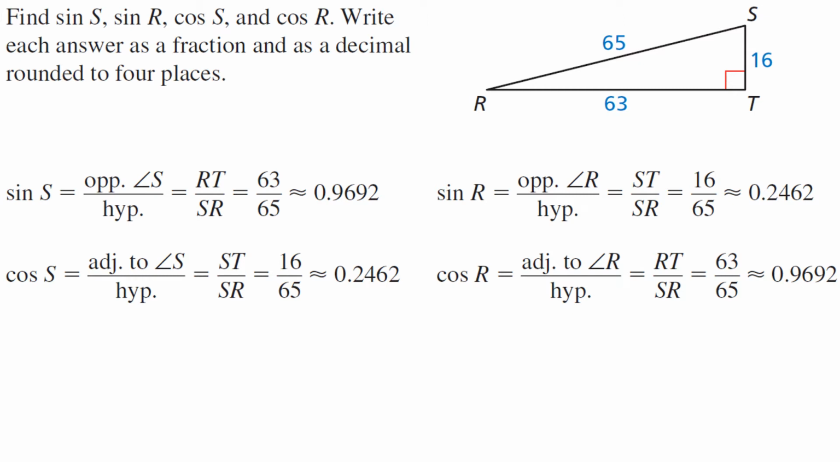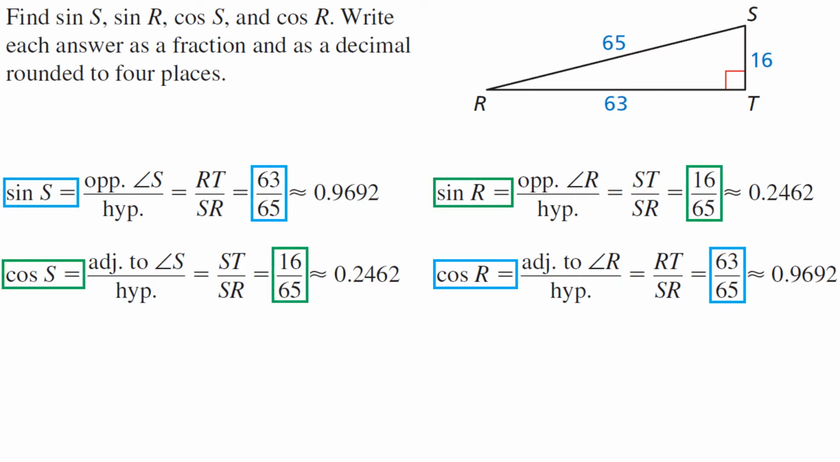Now, if you're really sharp, you might notice something. You might notice that the sine of S has the same answer as the cosine of R. You might notice the cosine of S has the same answer as the sine of R. Right? There's a reason why sine and cosine are getting introduced at the same time. And if you want to know why this is true, come back next lesson.